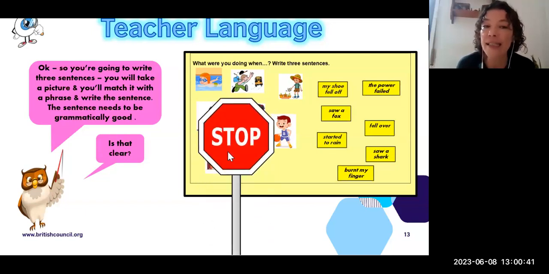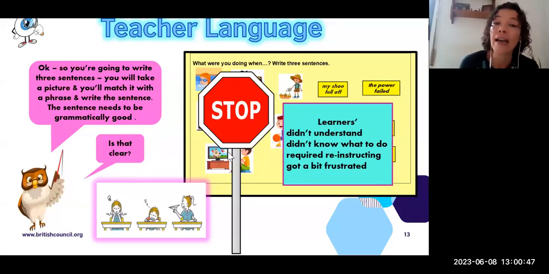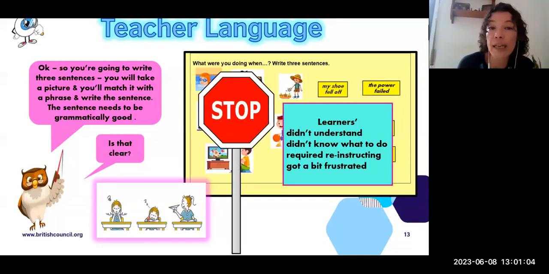And you're right. I mean, that is kind of what happened. Basically, in class, the reaction from the students was a bit like this. They didn't understand, actually. They didn't know what to do. And in order for the task to actually happen, the teacher had to go around and re-instruct a lot. So there was quite a lot of frustration as well from the students. Yeah, there's no modeling as well.